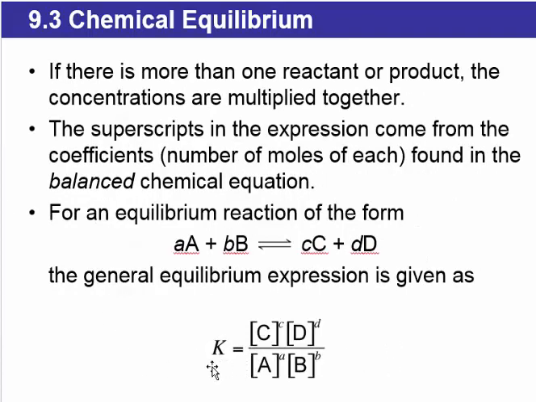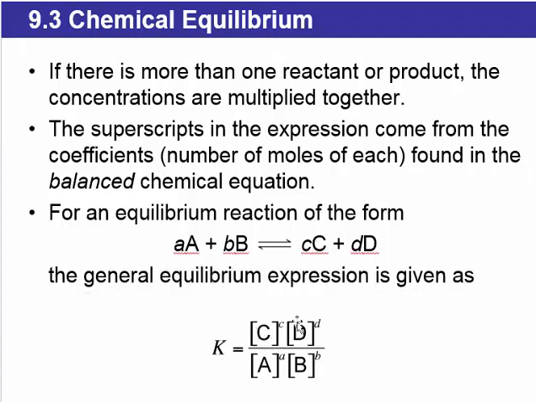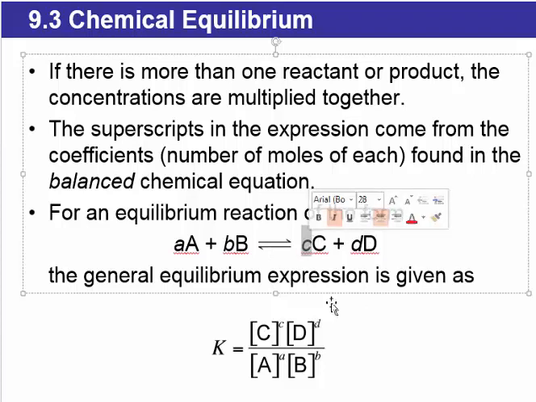Let's look at how an equilibrium constant is calculated. An equilibrium constant is determined based on plugging into this chemical equation known as an equilibrium expression. An equilibrium expression always has K on the left-hand side, and on the right-hand side we have a fraction where we have in the numerator the concentration of each product taken to whatever power is equal to the coefficient in the balanced chemical equation.